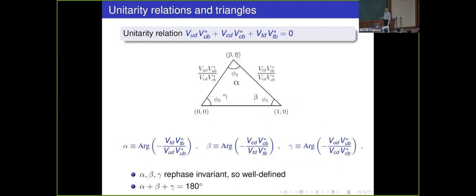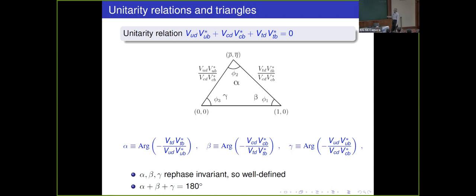Unitary matrices have some nice relations. For example, you can have a relation like this: VudVub* + VcdVcb* + VtdVtb* = 0. Somebody thought of it as a genius: you can look at it as a complex number plus a second complex number plus a third complex number giving you 0, which means that these 3 complex numbers form a triangle. And now if you look at this triangle, you will find that with proper normalization, if you normalize this base to 1, the third vertex is just rho comma eta.